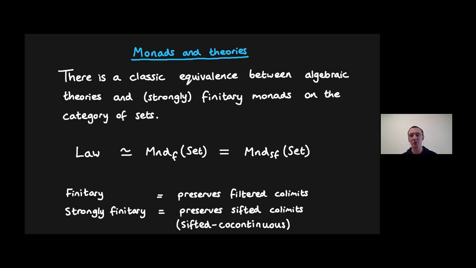Now, it turns out there's some technical detail here, because most people talk about finitary monads on Set. We're actually going to be interested in the strongly finitary monads, which are the same as finitary monads on Set, but they can differ in more general settings. So really, the correspondence should be taken as a correspondence with the strongly finitary monads, which preserve sifted colimits. And don't worry if you're not familiar with filtered or sifted colimits. You can just take them as some class of colimits.